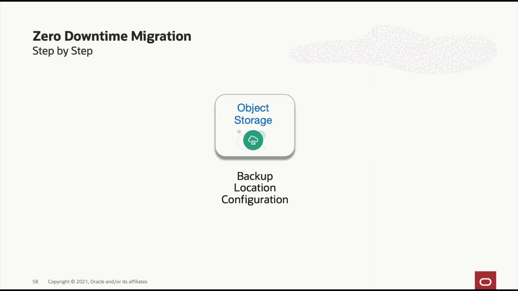Now for ZDM to perform the migration, the first step is of course to transfer data to a location in the cloud. So in the case of logical migration, we use the tool called DataPump, and we do an export of dump files from DataPump, and we use the object storage in your tenancy to transfer those files. So I'm going to show you now how to configure that object storage bucket in Oracle Cloud Infrastructure in your tenancy.